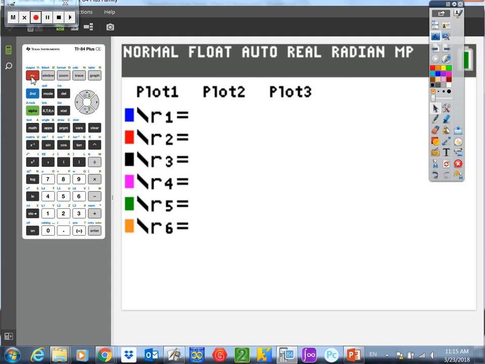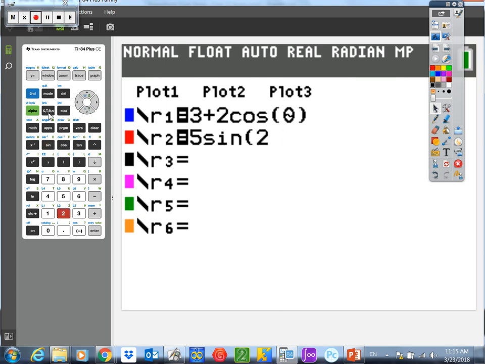Now let's type in the two graphs. The first one is 3 plus 2 cosine theta. Okay, that's our first graph. Our second graph is going to be 5 sine 2 theta. So 5 sine 2 theta.